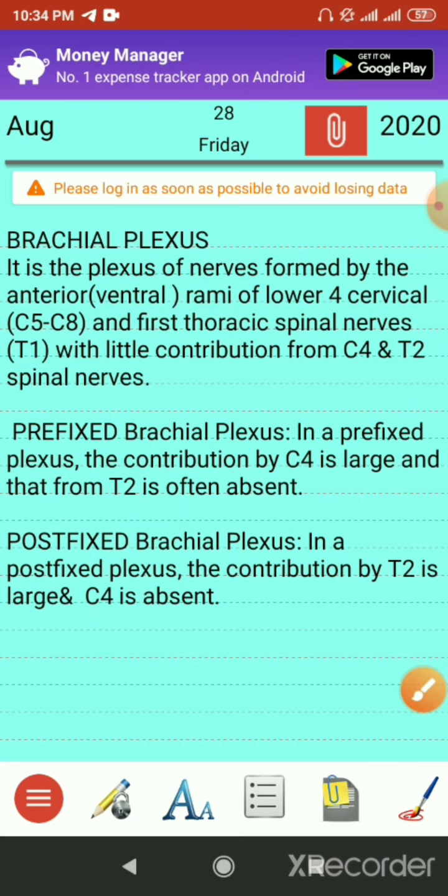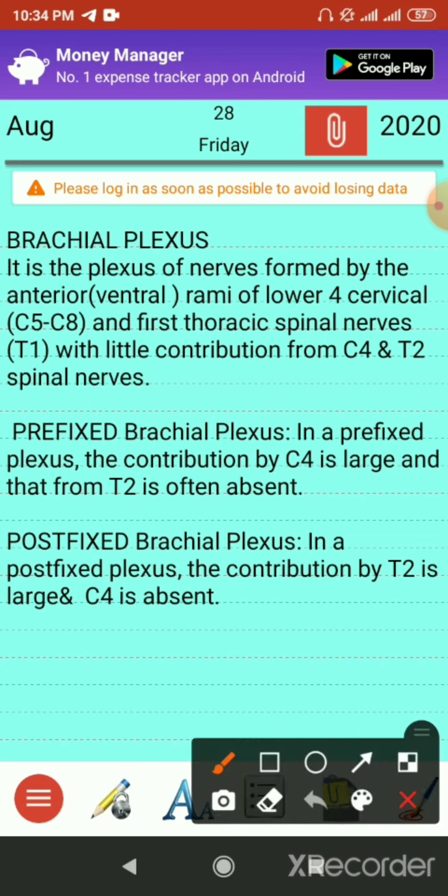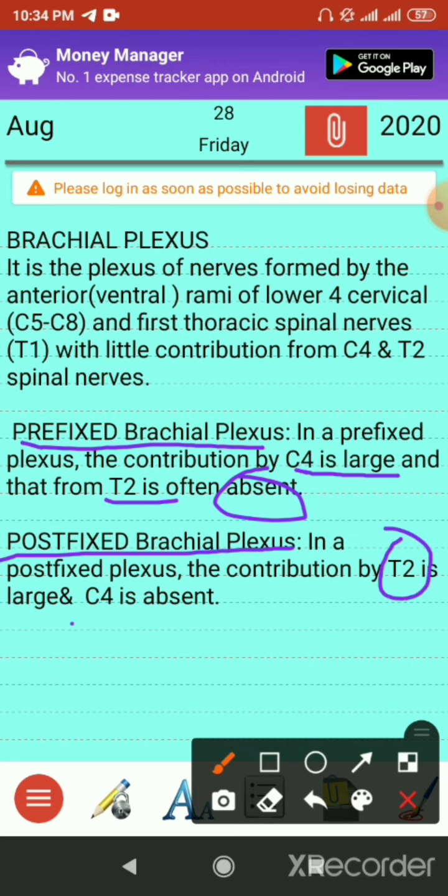Now come to what is a prefixed brachial plexus. It is the plexus where the contribution from C4 is large but T2 is absent. And what is a postfixed brachial plexus? It is a plexus where the contribution by T2 is larger but here C4 is absent.